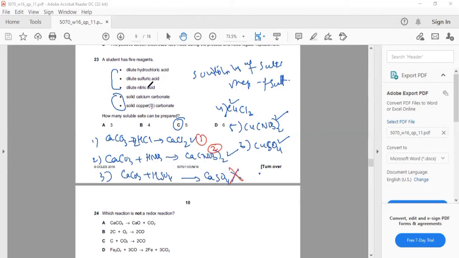Copper carbonate reacts with hydrochloric acid, copper chloride, 3. Copper carbonate reacts with sulfuric acid, copper sulfate, 4. Copper carbonate reacts with nitric acid, copper nitrate, 5. Total 5 salts are there. Okay, take the screenshot.